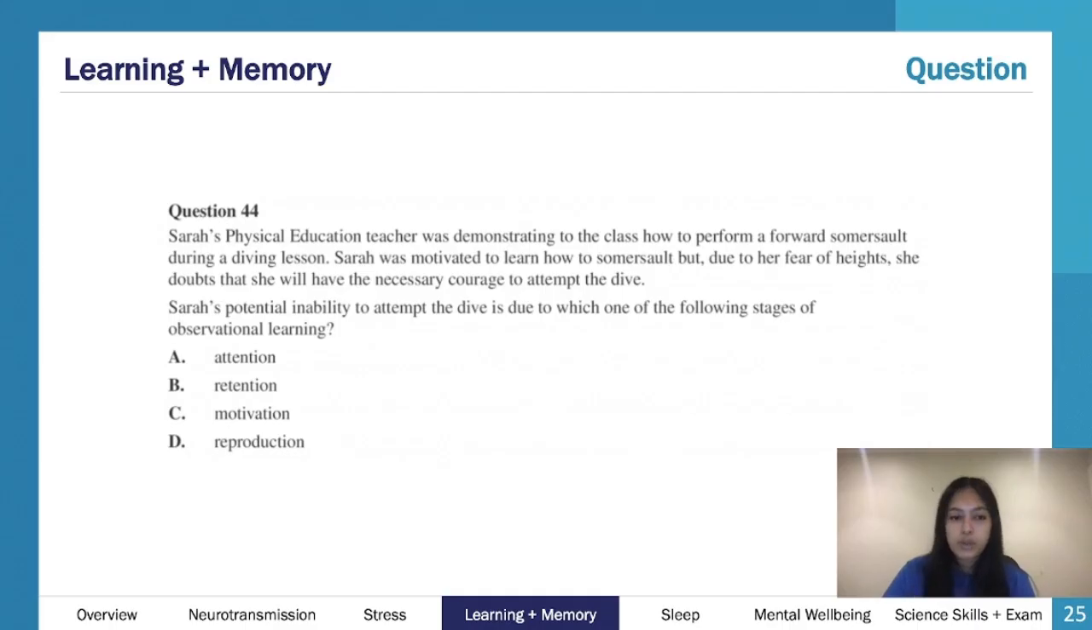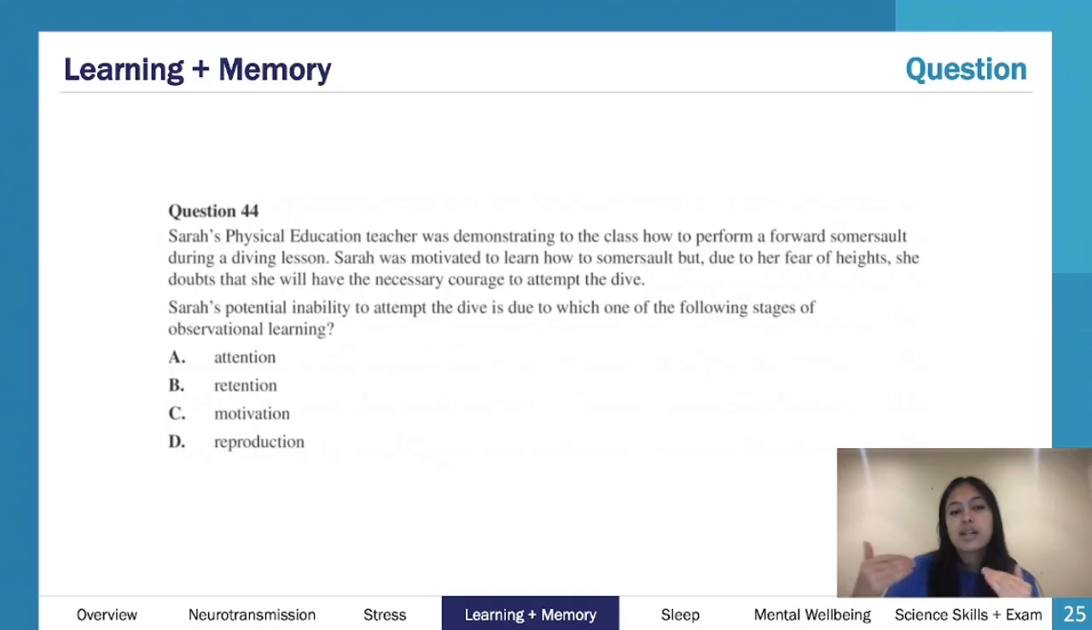So similar to what I was talking about before, you can go through these. Motivation is the one that's very explicit. Sarah was motivated to learn how to somersault, so you'd immediately chop out C. Attention. She's looking at the physical education teacher, and if she's motivated to do it, you can assume that she's paying attention. There's nothing in here that would suggest that she isn't paying attention. B, retention, in terms of memorizing it. Again, the same thing, less likely because there's nothing in here to suggest that she's not retaining the information.